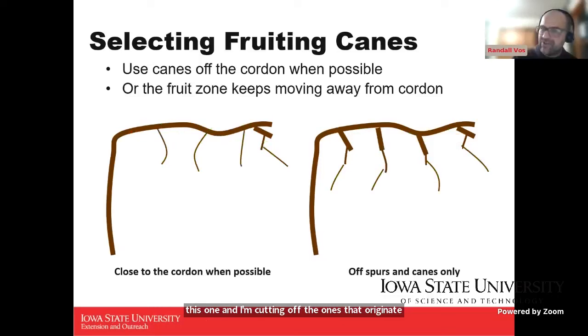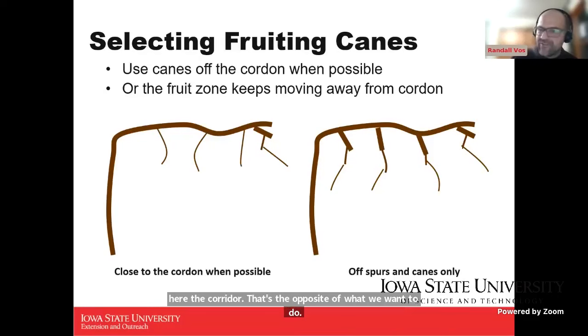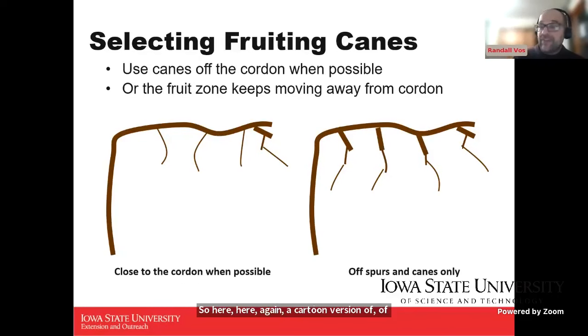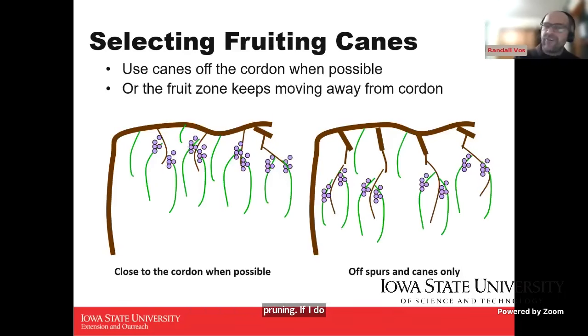So here is, again, a cartoon version of after pruning. If I do this, my fruit next year will keep getting farther and farther down to the ground. And that's not a good thing. We want the fruit to be high in that canopy so that it is in the sun. The farther down it is on the canopy, the more shade it's going to be in, the more likely it's going to have predation.